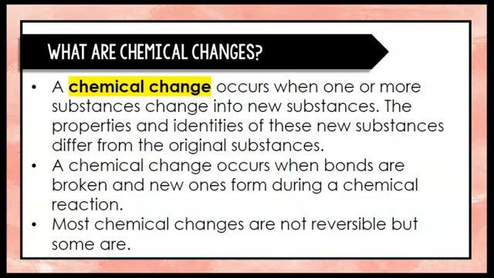A chemical change, on the other hand, occurs when one or more substances change into new substances. The properties and identities of these new substances differ from the original substances. A chemical change occurs when bonds are broken and new bonds form during a chemical reaction. Now, most chemical changes are not reversible, but some are.